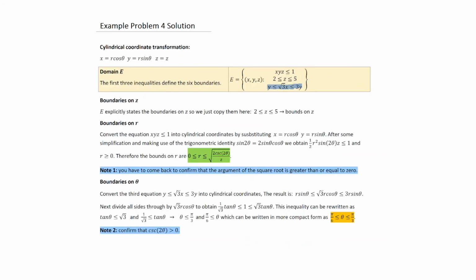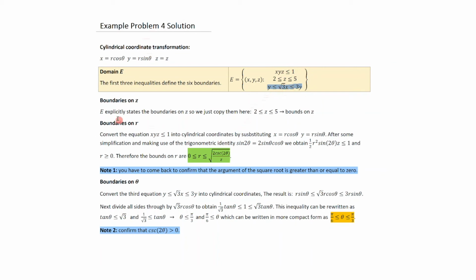All right, so how do we solve this one? Well, we're going to use cylindrical coordinates, and so the transformations are given. Okay, and so the first three inequalities define the 6 boundaries. So this obviously gives you 2 boundaries, right? This will give you 2 boundaries, and this one has 2 boundaries. So it's not immediately obvious how we're going to get 2 boundaries, but you're going to see how that's going to happen.